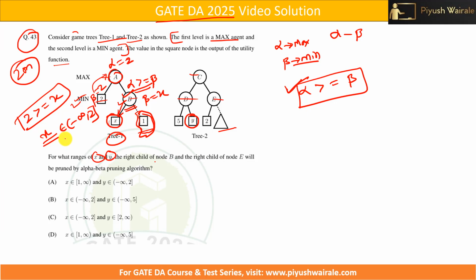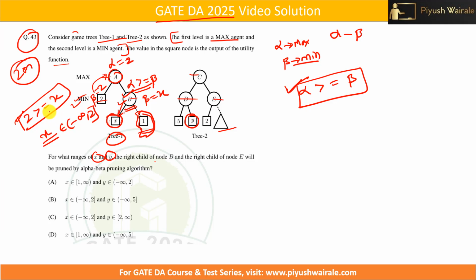So here you can see x belongs to minus infinity to 2 because your alpha value is equal to 2, and beta from this particular thing is x, and we are going to prune this particular node. So this condition should be true: alpha greater than or equal to beta, and alpha value from this side we are going to get 2. If we put the values in our equation, 2 greater than or equal to x, it means what? The value of x must be less than or equal to 2.